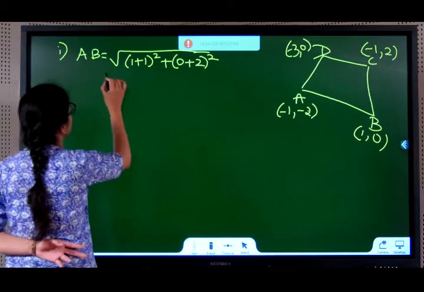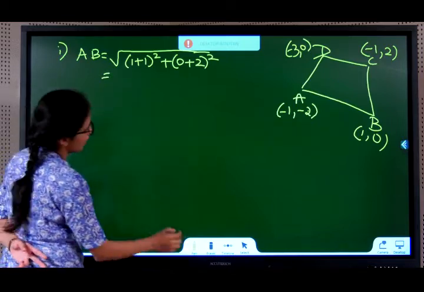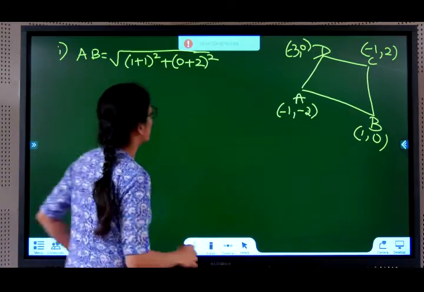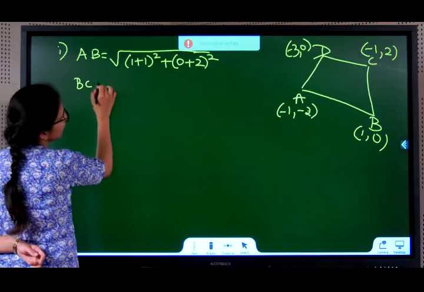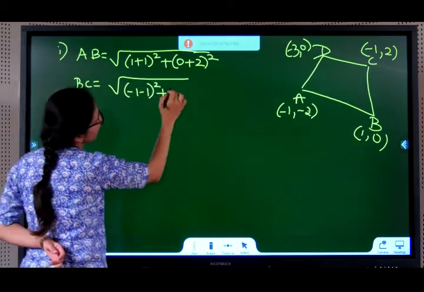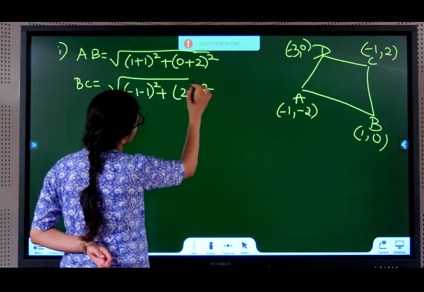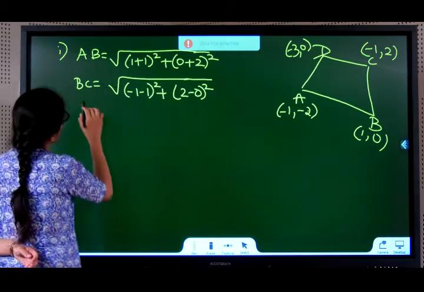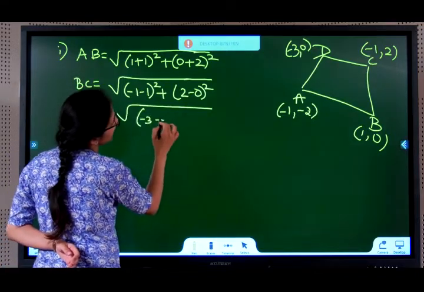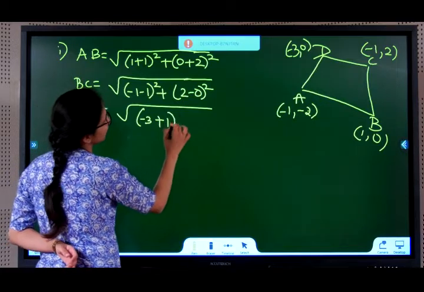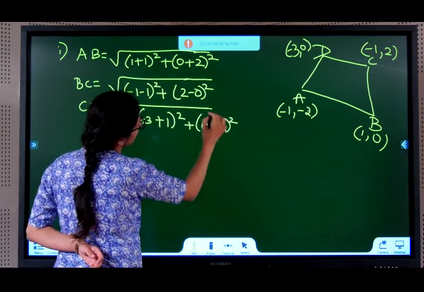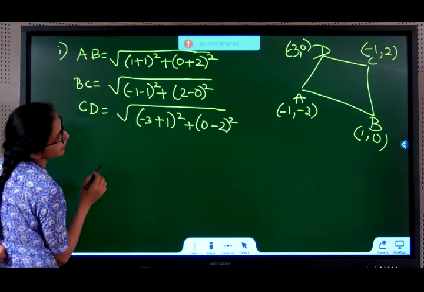So, solve this. We'll verify your answer. After AB, what is the next thing? BC. So, what will be BC? Root of minus 1 the whole square plus 2 minus 0 the whole square. Next, CD, root of minus 3 minus of minus 1 plus 1 the whole square plus 0 minus 2 the whole square. Next, AD.